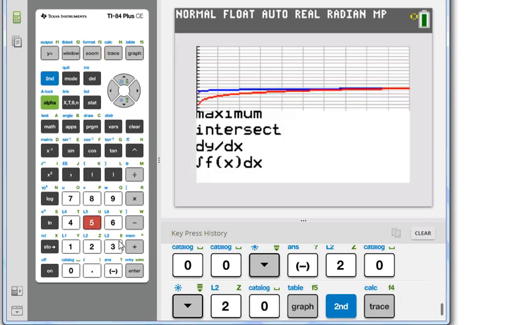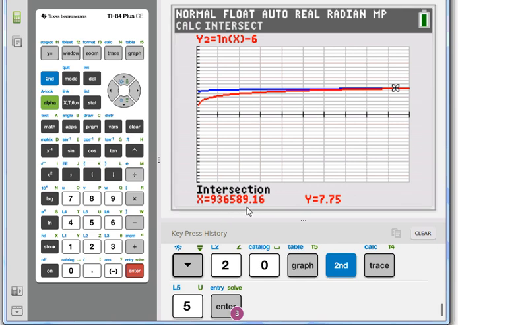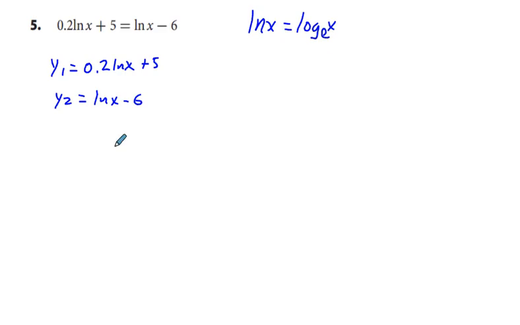Trace, 5, enter, enter, enter. So we get 936,589.16. So x is equal to 936,589.16.